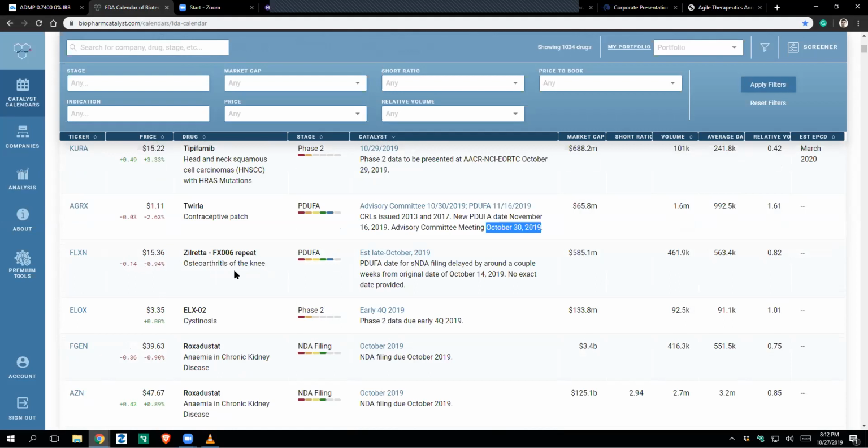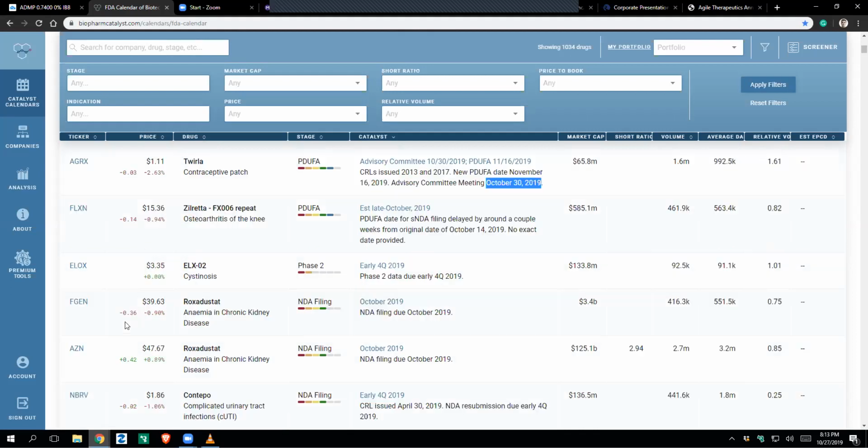Flexion, this is a stock we owned in the past in this service. I know a couple of years back when they had this first PDUFA, we played it well, and then I sold it after the approval. And now what they are doing is giving this Zilretta, which is an extended release formulation of steroids for osteoarthritis. And now they are giving a second dose, which looks like the first one is not lasting very long. Let's see. I'm not very keen on this one, but I'll take a quick look.